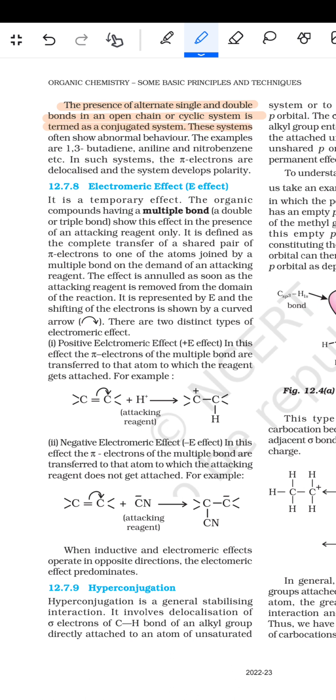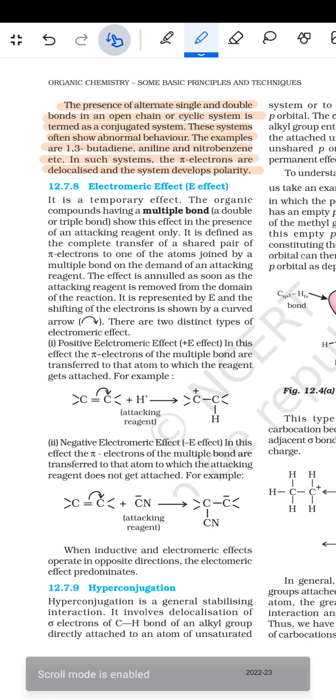These systems often show abnormal behavior. The examples are 1,3-butadiene, aniline, nitrobenzene, etc. In such systems, the pi electrons are delocalized and the system develops polarity.